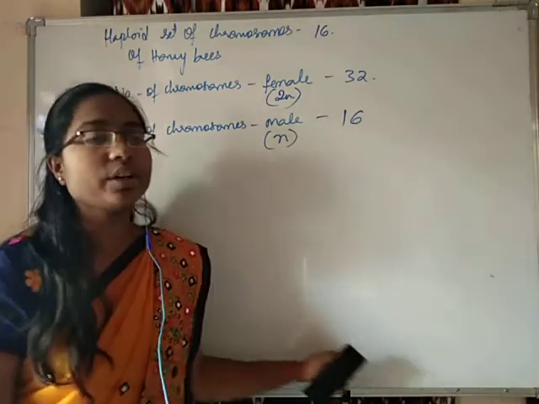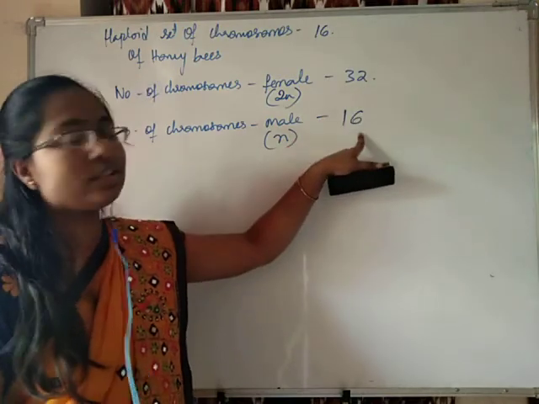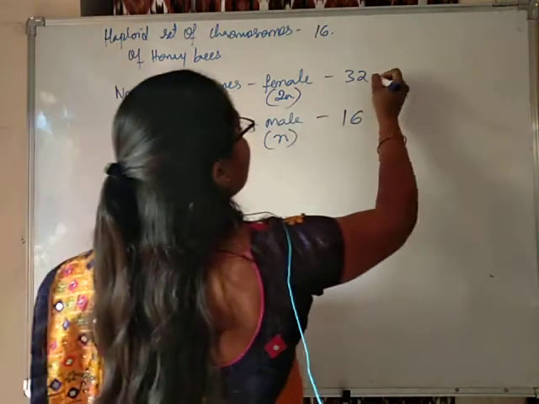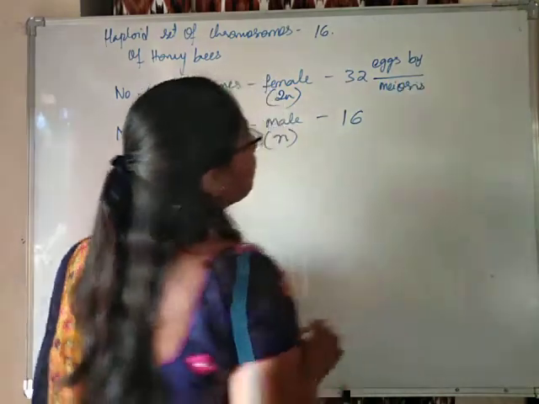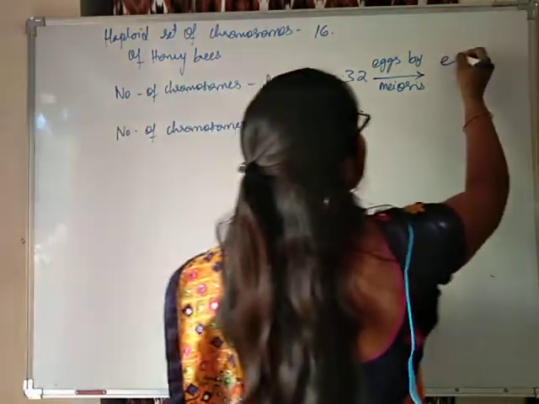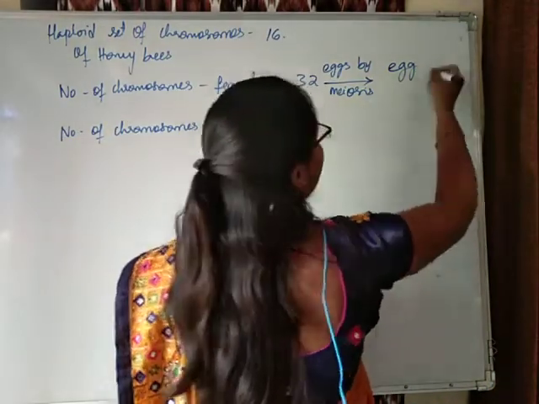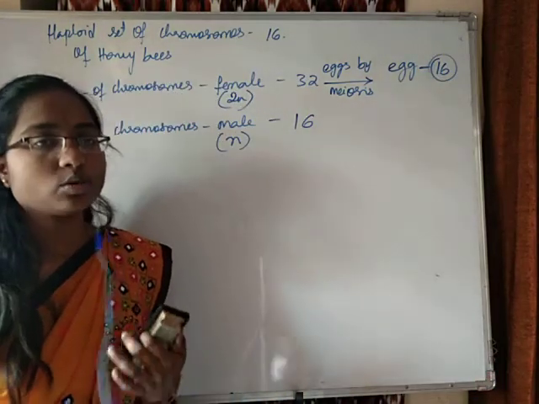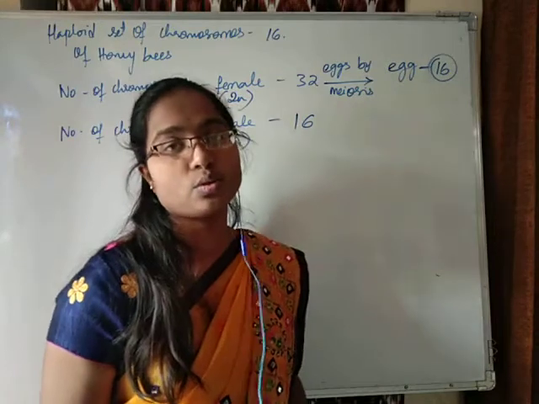So how are they going to give rise to the females with the 32 chromosomes? Females have 32, males have 16. During reproduction, the females will produce eggs by meiosis. So the egg produced by the female is haploid, because it is produced by meiosis. The eggs contain only 16 chromosomes.